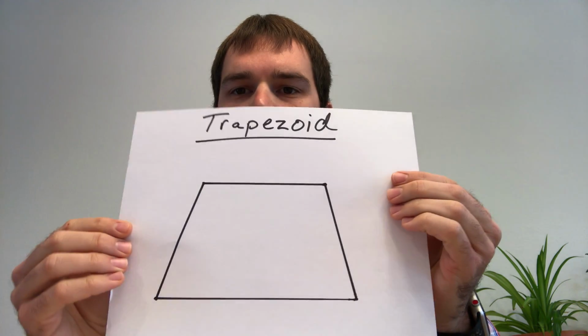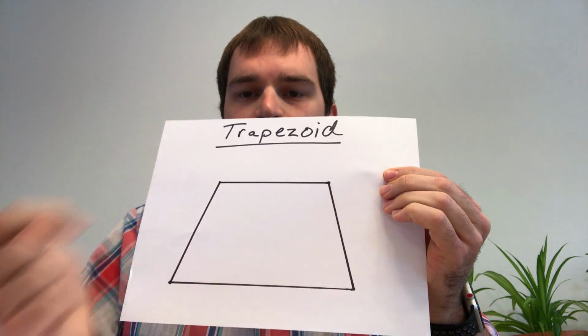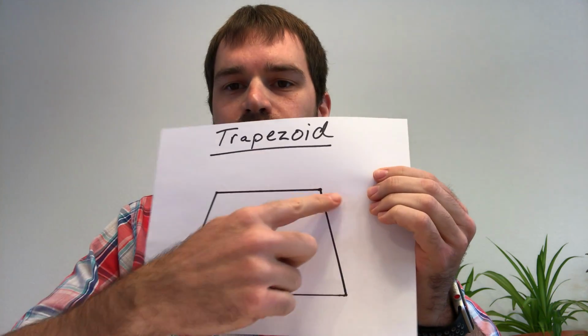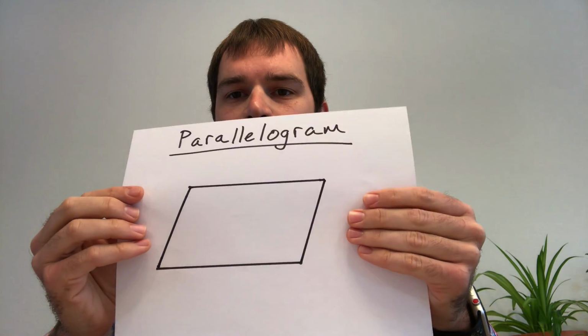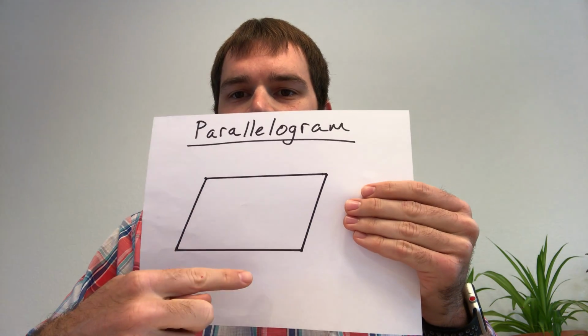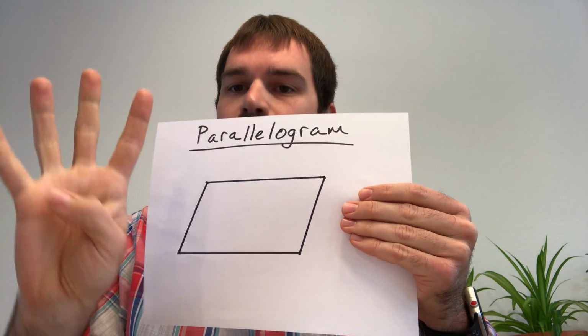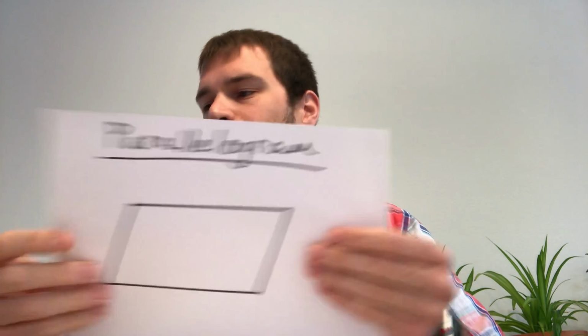The first one was a trapezoid. A trapezoid has only one pair of parallel lines. The top line and the bottom line here happen to be parallel, okay? And it has acute and obtuse, and it could have right angles. A parallelogram has opposite sides that are parallel and that are of equal length. So this side and this side are parallel and are the same length, and this side and this side are parallel, but not all 4 sides are of the same length.